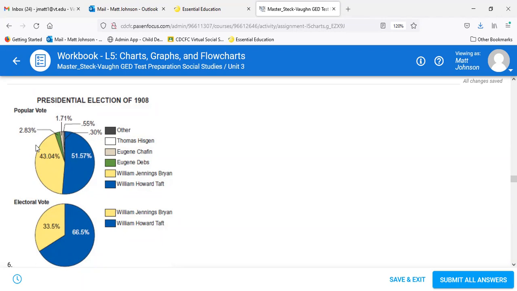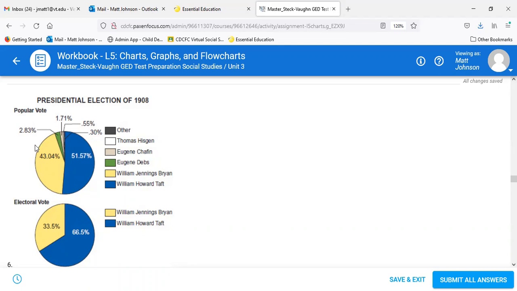So they voted for one of these gentlemen. And it shows here that William Howard Taft got the largest percentage of the popular vote, 51.57%. William Jennings Bryan was second with 43.04% of the vote. And then we see smaller percentages for the rest of the field. It's a little easier to see; they picked better colors this time than they did before.